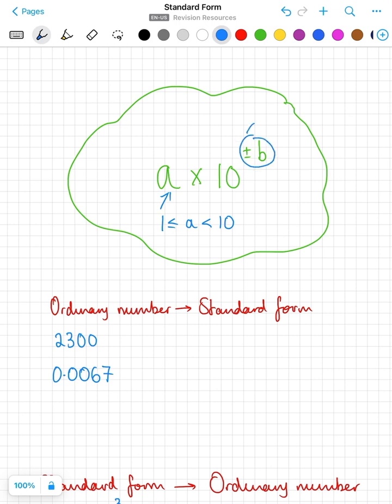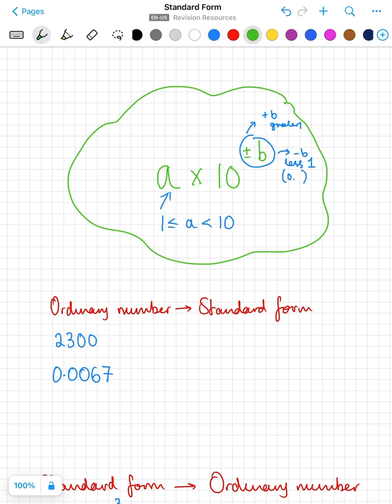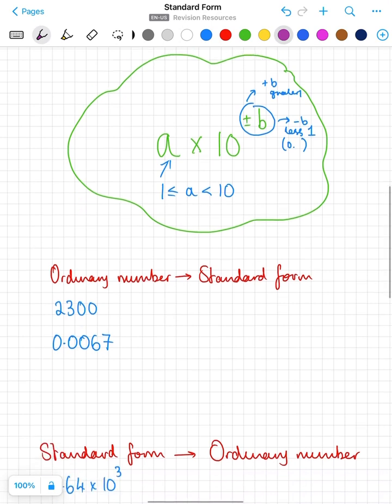Now if we have a positive value, a positive integer, it means our number is going to be greater than 1. Whereas if our value is a negative integer, it's going to be a number that is less than 1, i.e. 0 point something. So let's practice converting ordinary numbers into standard form.